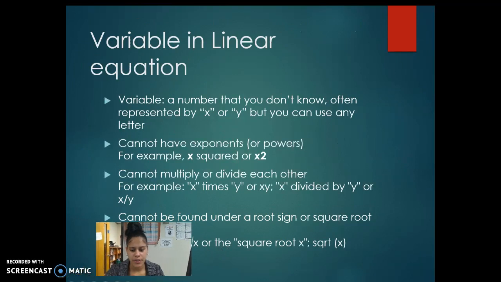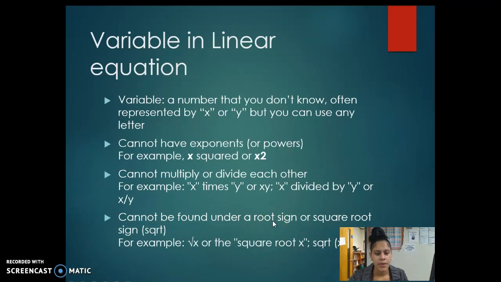Variables in linear equations. A variable is a number that you do not know, often represented by x or y, but you can use any letters. It cannot have exponents or powers, for example, x squared or x to the second. It cannot multiply or divide each other, for example, x times y or xy, or x divided by y or x over y. It cannot be found under a square root sign, for example, the square root of x.